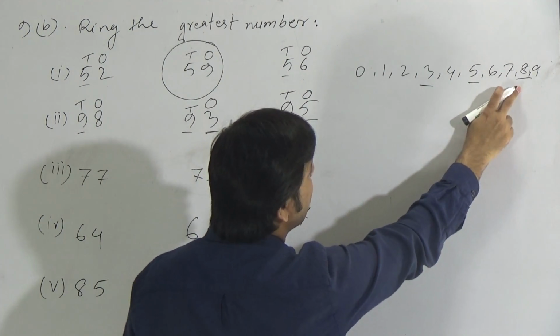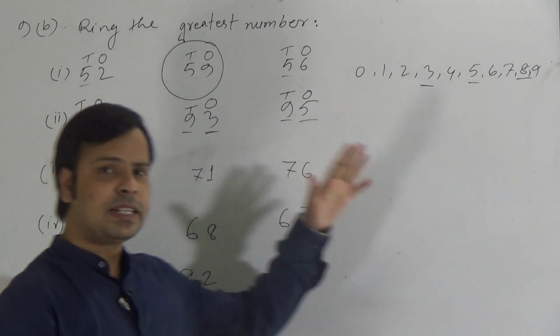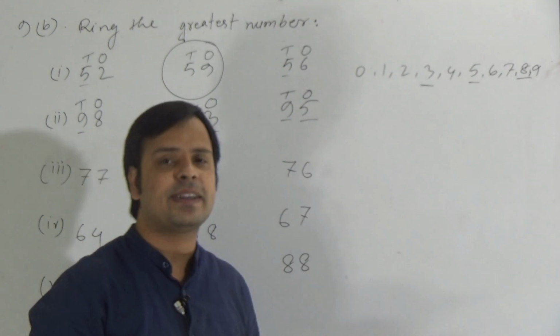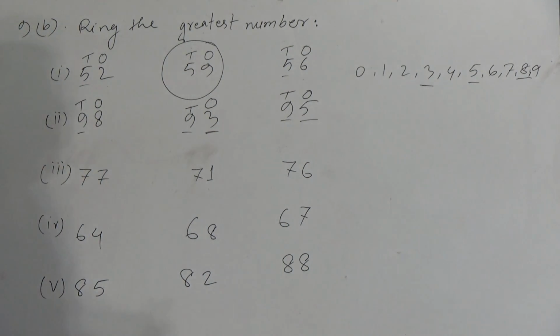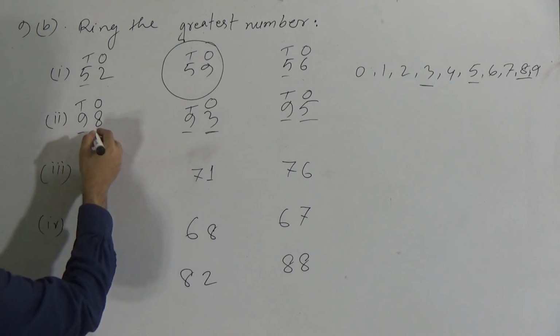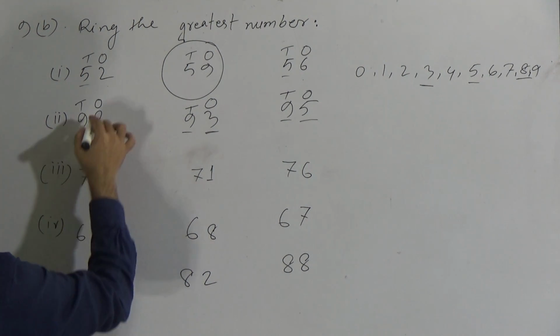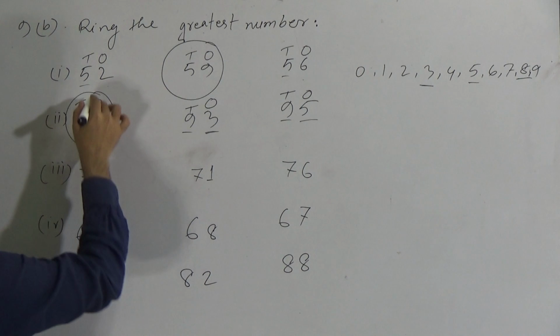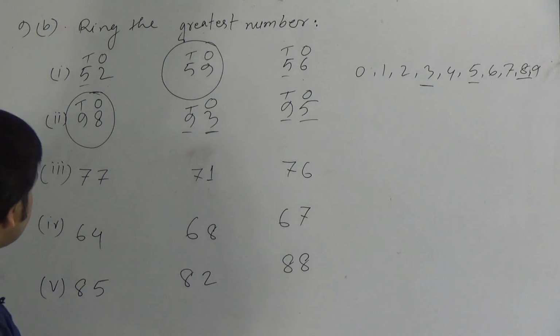Among these 3, 8 is the greatest one. So the number containing 8 in ones place will be the greatest number. It means that the number containing 8 is 98. So 98 is the greatest number. So use a circle on 98, or use a ring on 98.